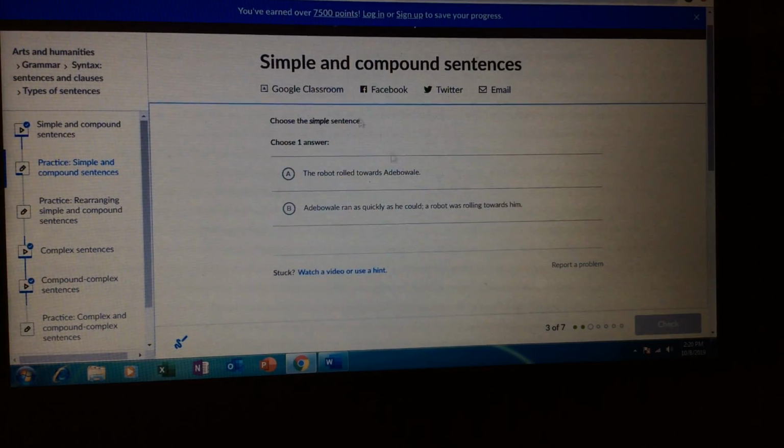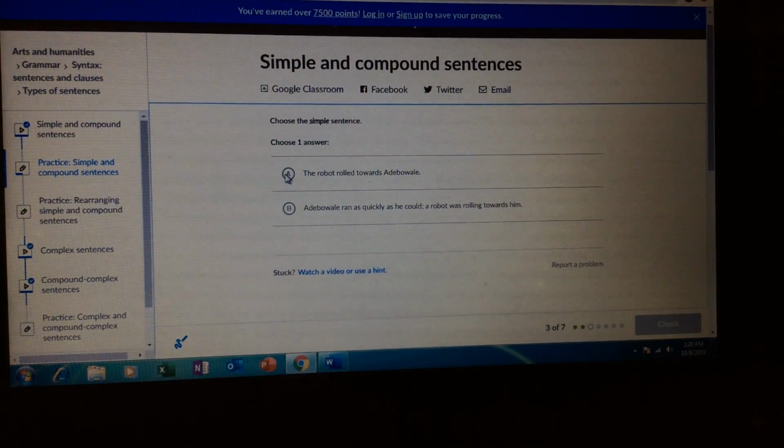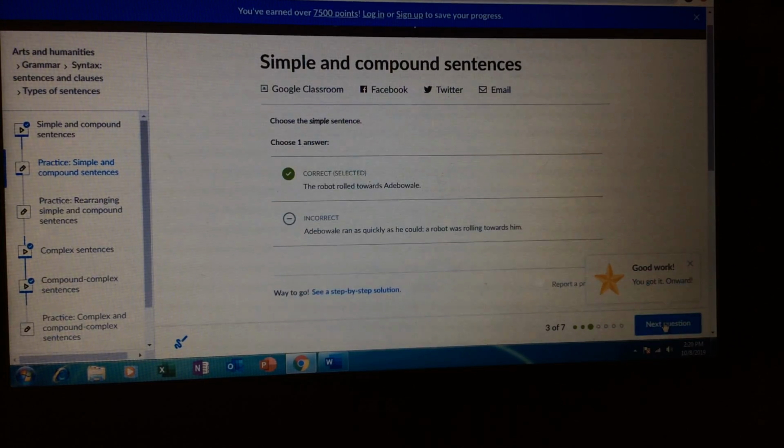Alright. So choose the simple sentence. A, the robot rolled towards Adebowale. B, Adebowale ran as quickly as he could. A robot was rolling towards him. So is it A or B? For me, I'll choose A. What about you guys? Okay, let's check our answer. Okay, it's letter A. So, alright.